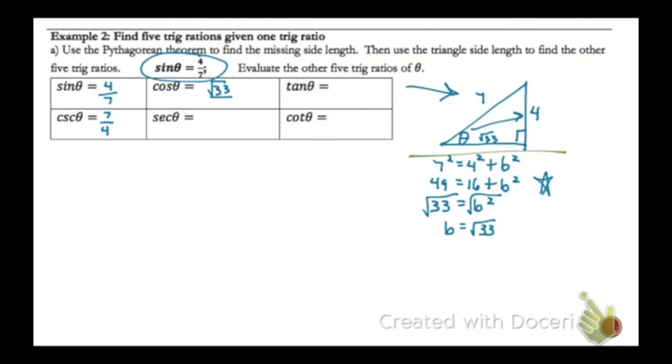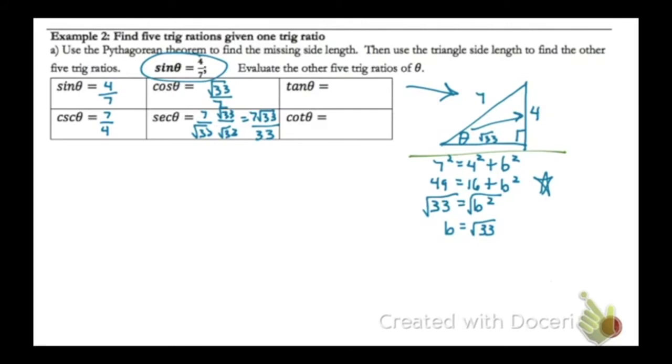And my hypotenuse is 7. So now I can write my secant. But we are not going to leave that square root in our denominator. So we're going to multiply top and bottom by that square root to rationalize. So we'll end up with 7 times the square root of 33 over 33.